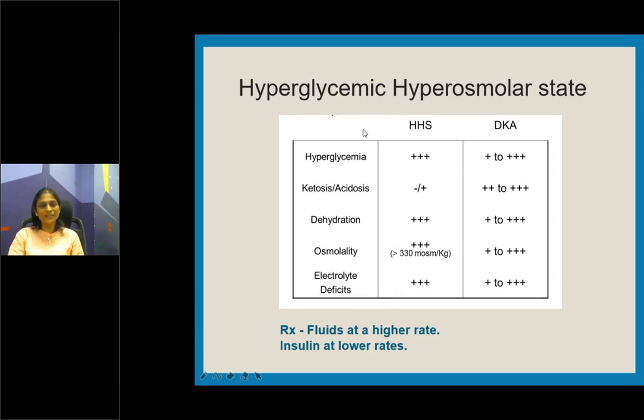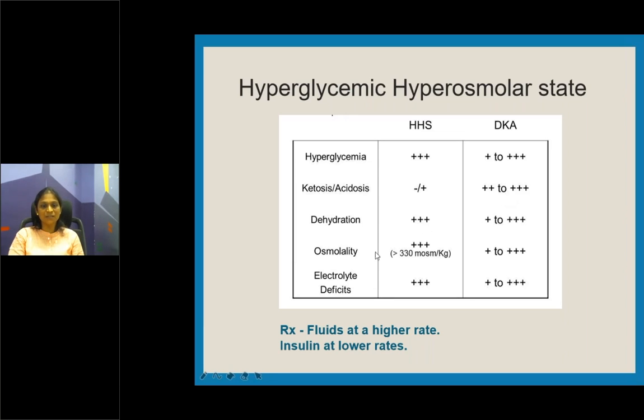Just one image on hyperglycemic hyperosmolar state. Here the difference is the hyperglycemia is more in hyperglycemic hyperosmolar state. That is, the blood sugar is more than 600 milligrams. In DKA it is usually in the range of 350 to 450. Ketoacidosis: ketonemia is absent, and ketonuria can be mild or absent. In DKA there is severe ketosis or ketonemia. Dehydration is prominent in HHS. It is reasonably less in DKA.